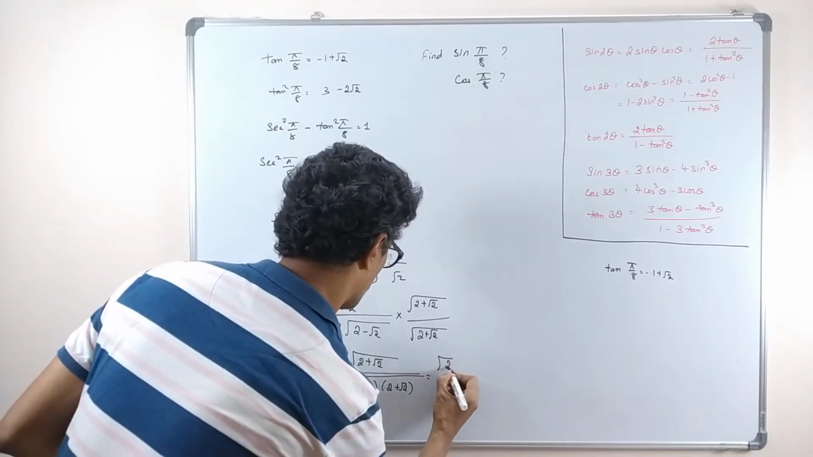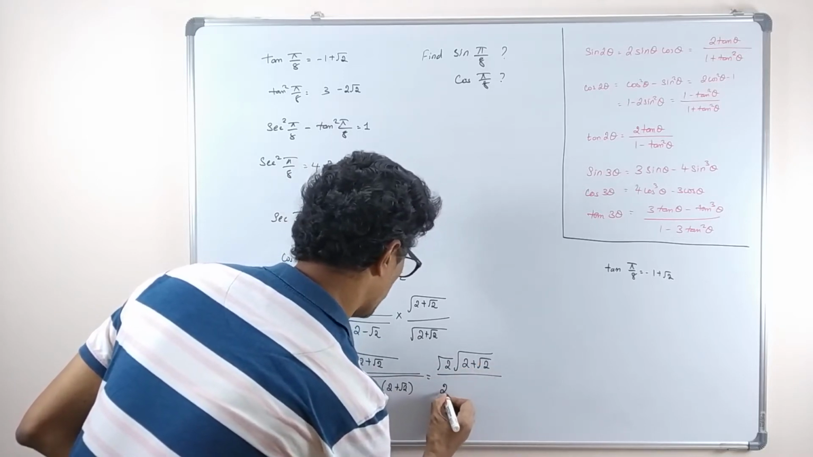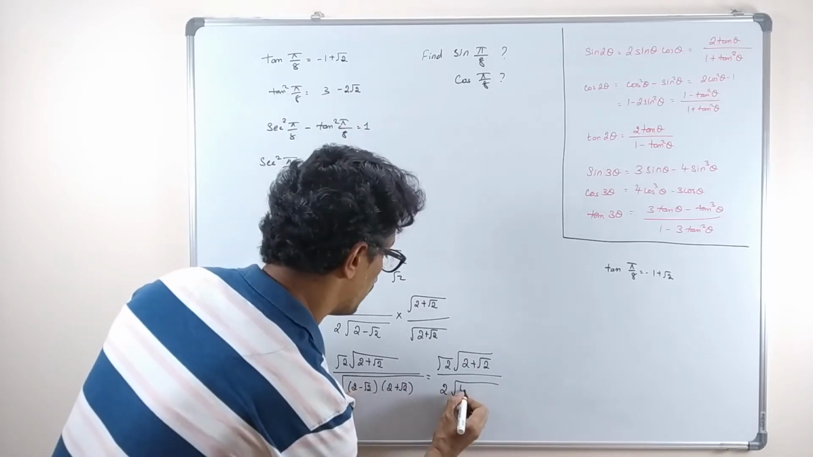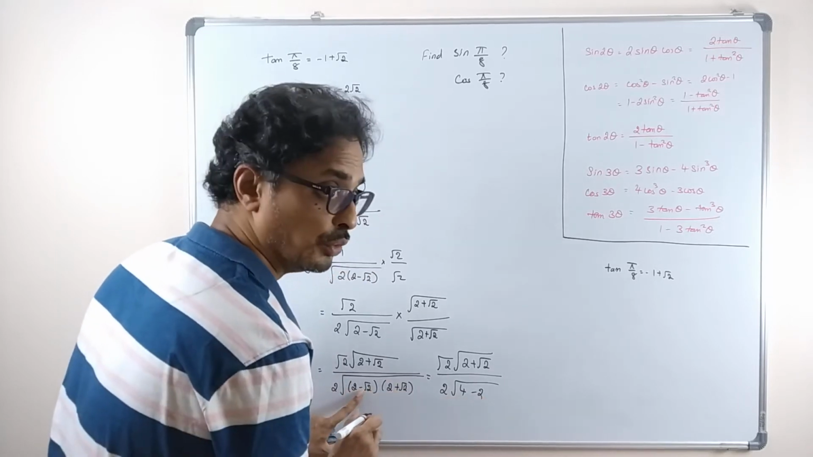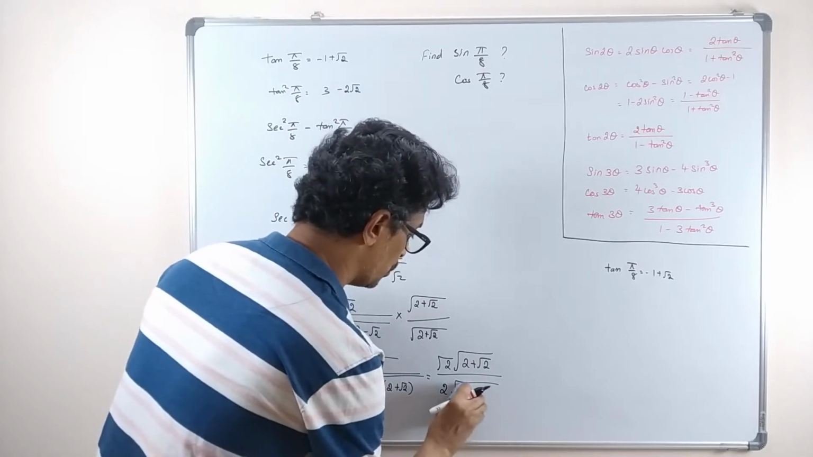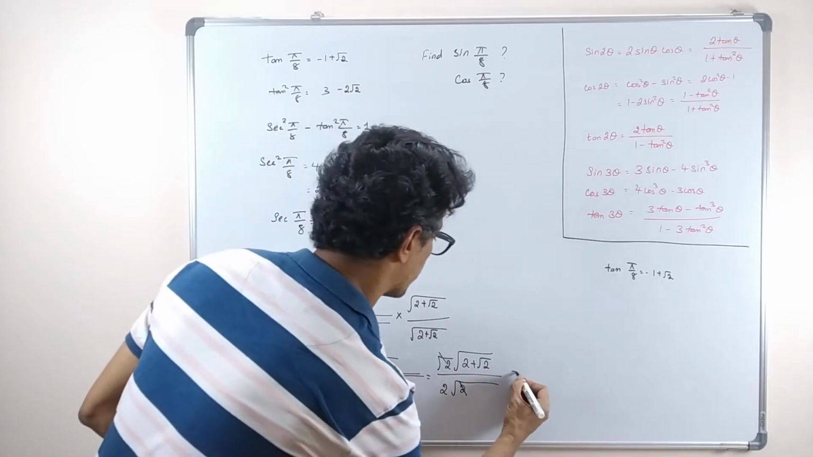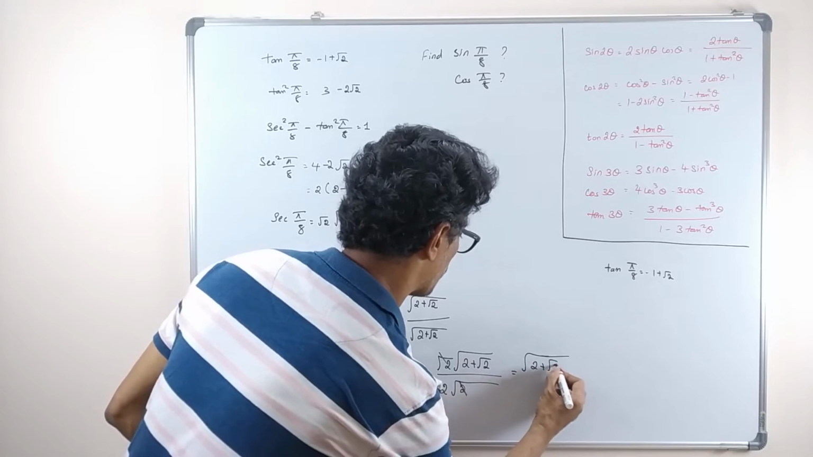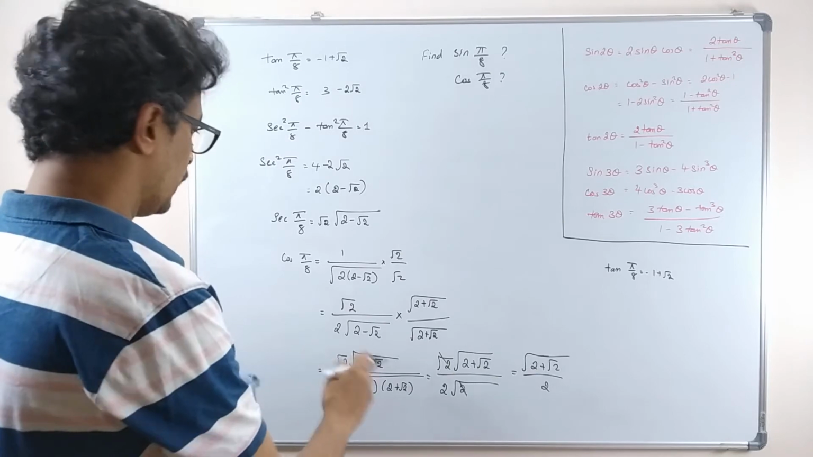So again root of 2 into root of 2 plus root of 2, divided by 2 into, what will this be? A square, right? That is 4, minus b square, which is 2. Square root of 2 is equal to 2. So 4 minus 2 is 2. Okay, so this will become 2. So now these two get cancelled. So we can have an answer as root of 2 plus root of 2 divided by 2. Okay, so similarly, this is for cos pi by 8.